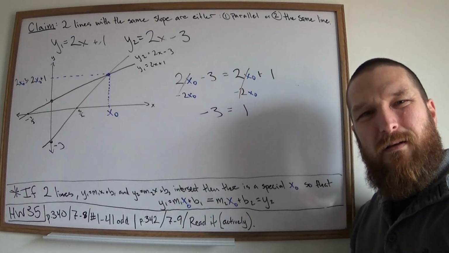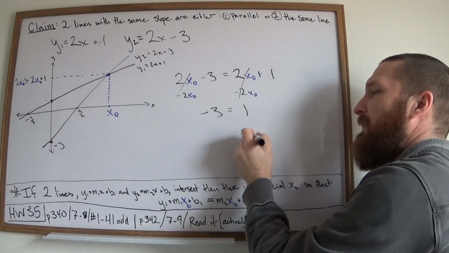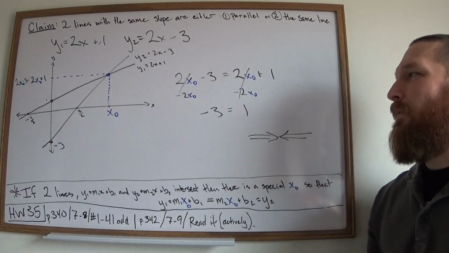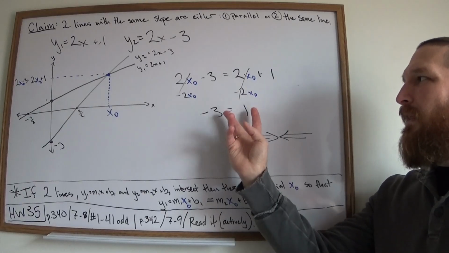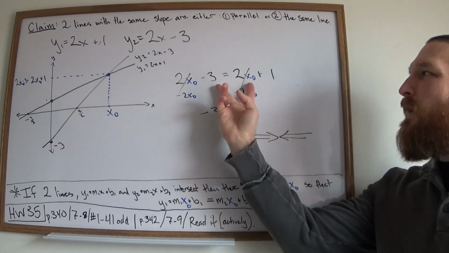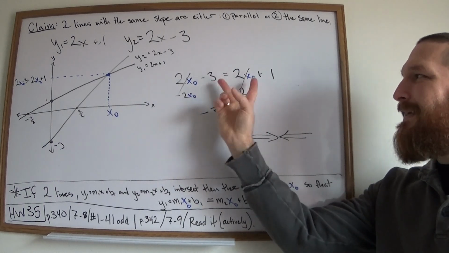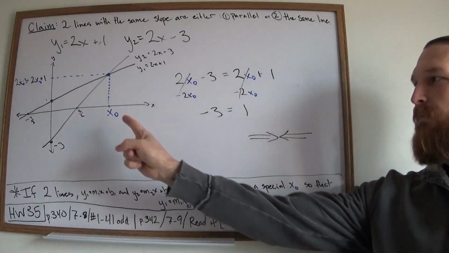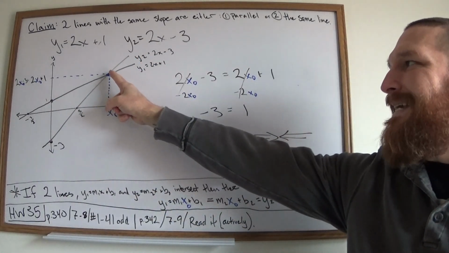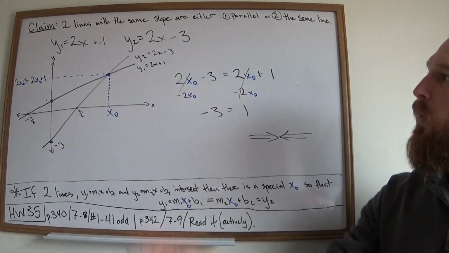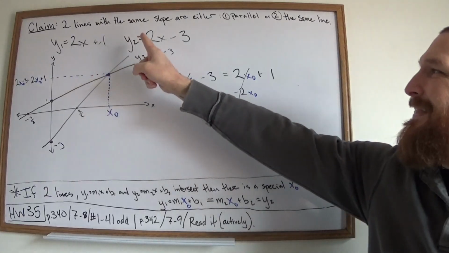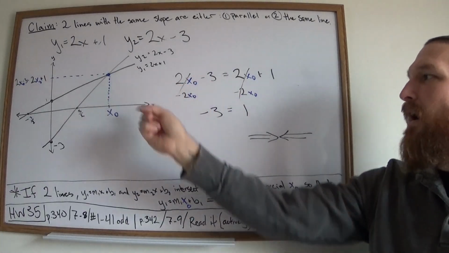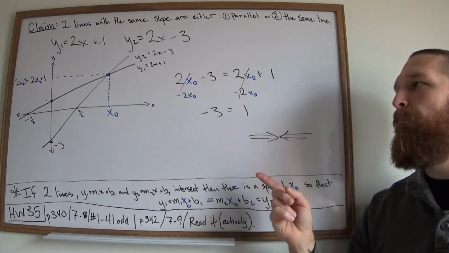Does negative 3 equal 1? No, wait a minute. This is a contradiction. Negative 3 is not equal to 1. And so we could work our way backwards and say, well, if negative 3 is not equal to 1, then this is not true. Therefore, there's no x0 value which will make this true. And if there's no x0 value which makes this true, then those lines can't ever intersect. There's no special point that you could plug in to each of those lines and get them to work. So we could conclude that this line and this line are parallel, because if they did intersect, you would get junk. This just simply is not true.